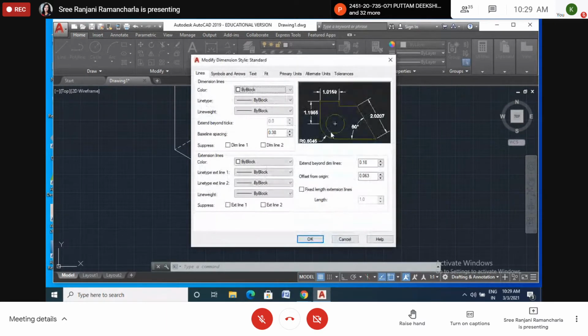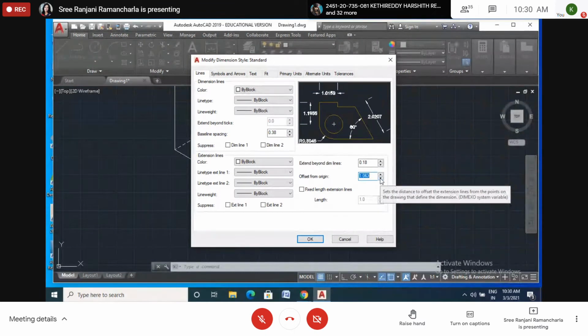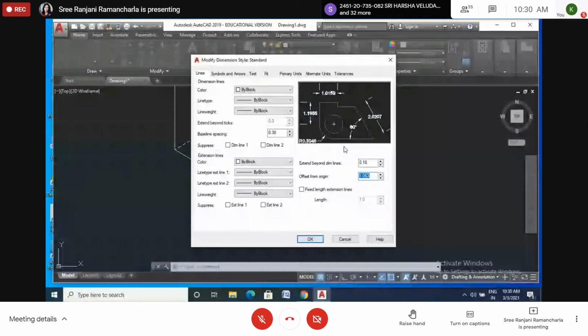Now here we'll go in order. Lines means these lines. We have to set these lines. See here, as we are changing, these are changing here. So whichever setting we are comfortable with, in that way we can change. Okay, this is about this one. Then what about this, extend beyond dimension line? How much do you have to extend this one? See here.